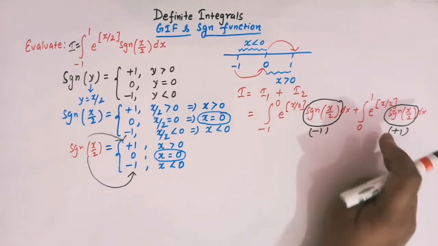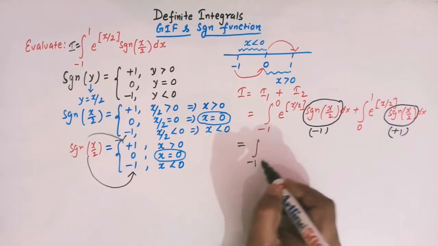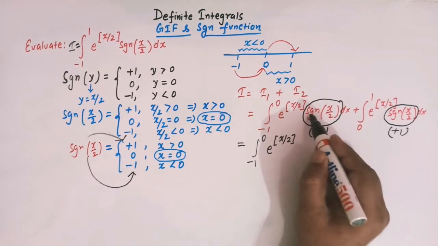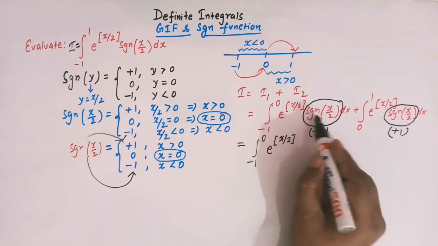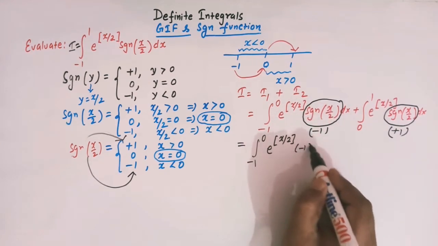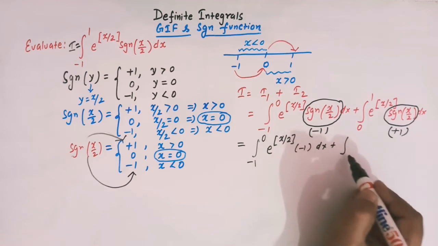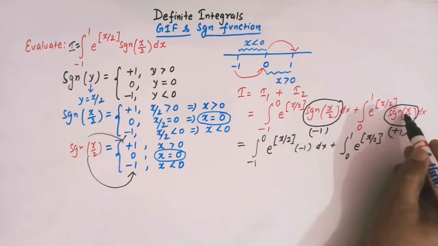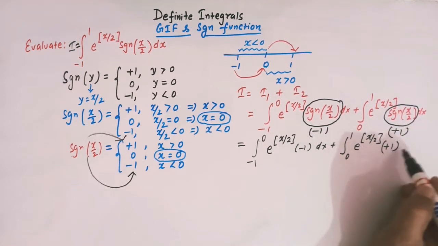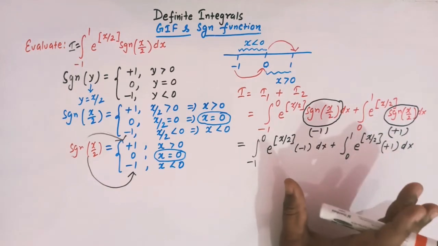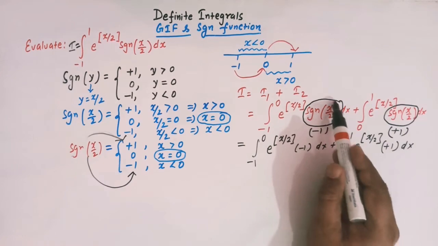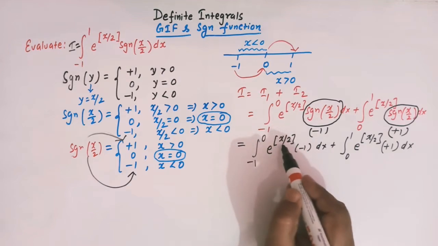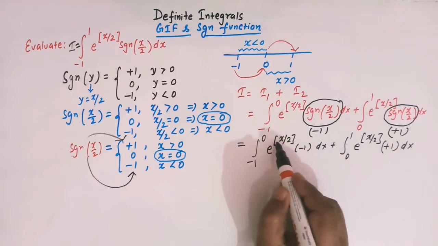So now these two integrals can be rewritten as minus 1 to 0 e raised to greatest integer of x over 2, and for this term we have signum of x over 2 is minus 1, dx, and here we have 0 to 1 e raised to greatest integer of x over 2, and here we have plus 1, right? Okay, so now we have taken care of this signum function, and now let us switch over to the greatest integer function, right?